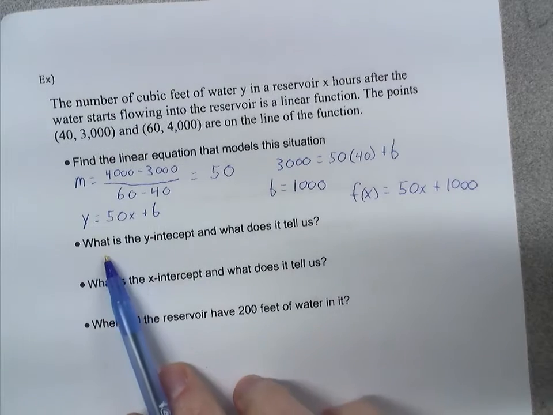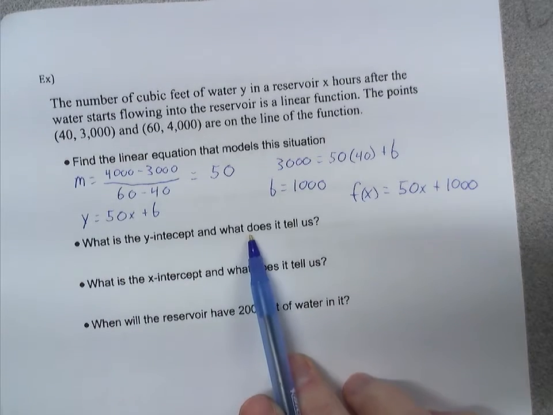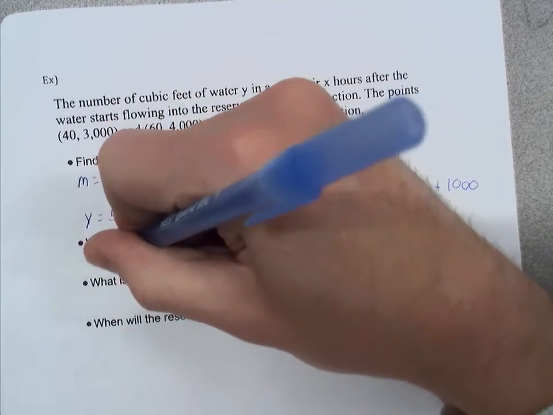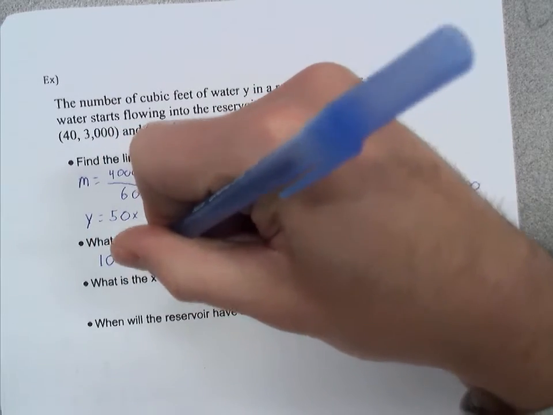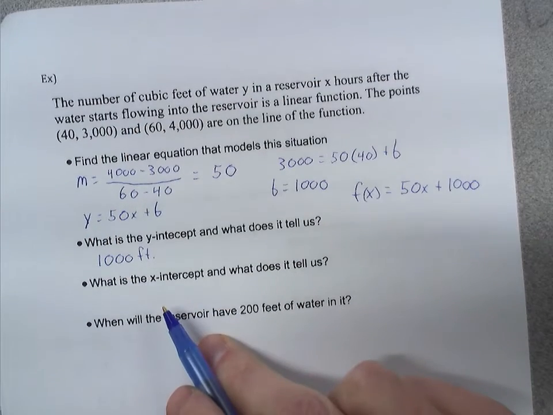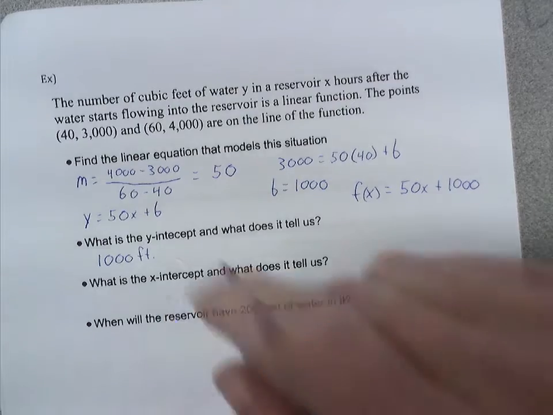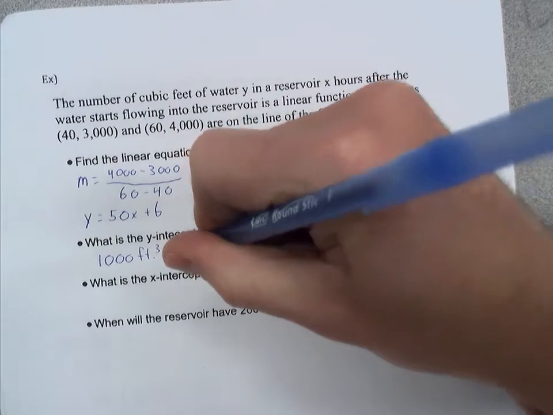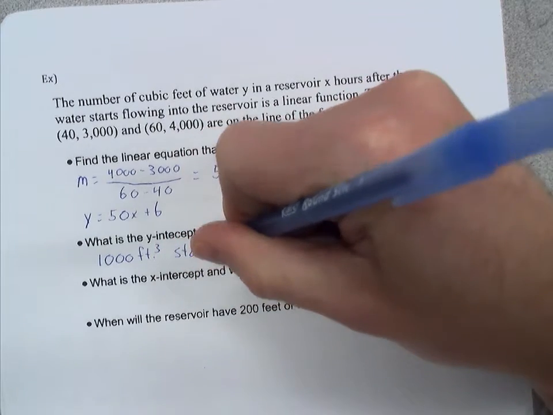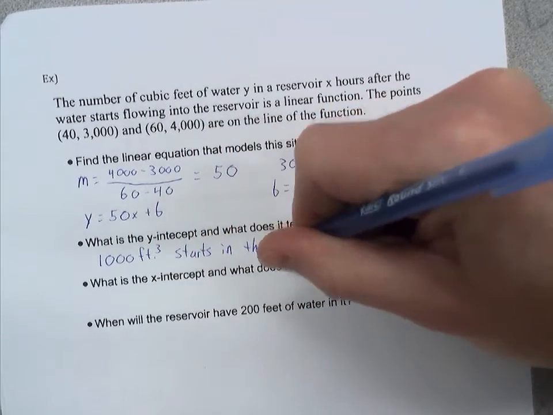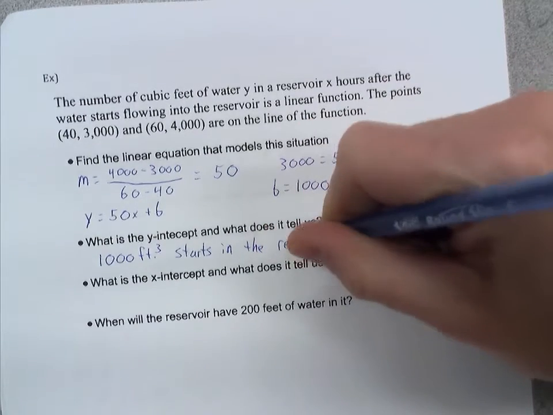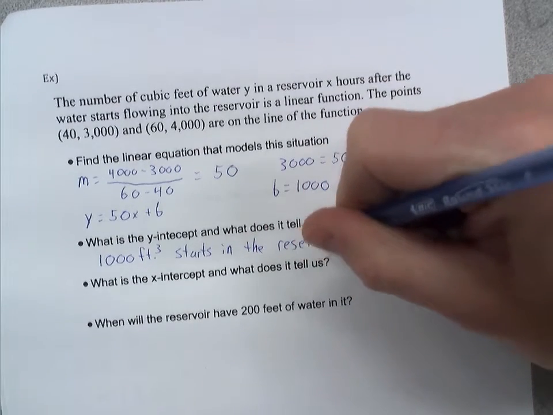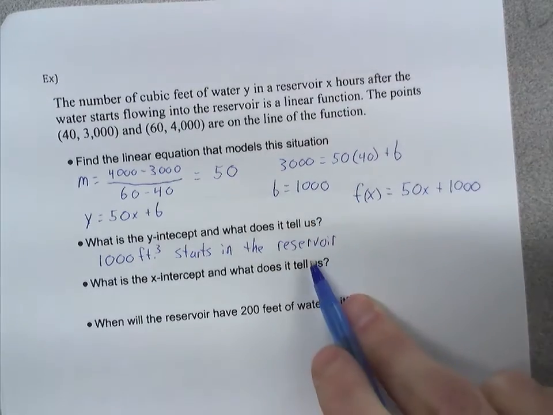So then we want to know, what is the y-intercept and what does it tell us? Well, the y-intercept is going to be 1,000 cubic feet, because it is cubic feet. That is how much water starts in the reservoir. So that's how much we start with.